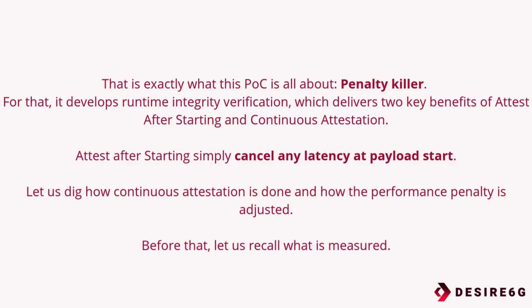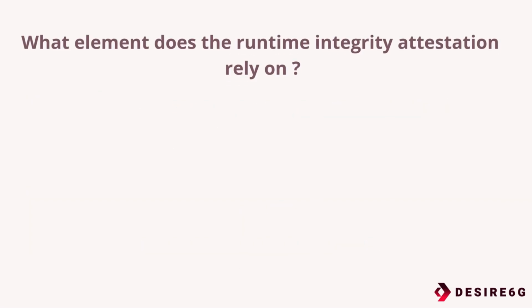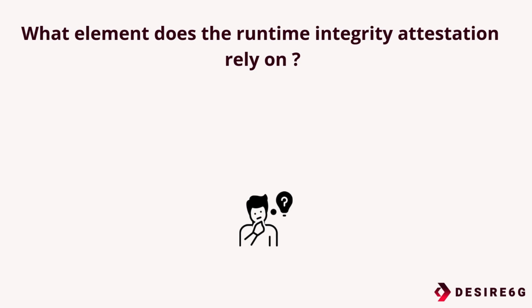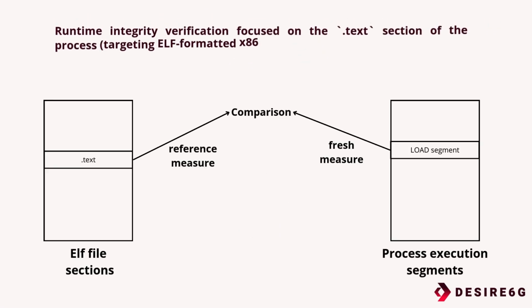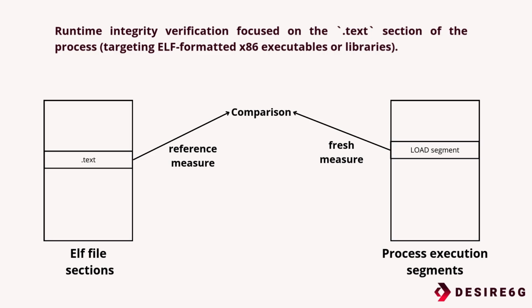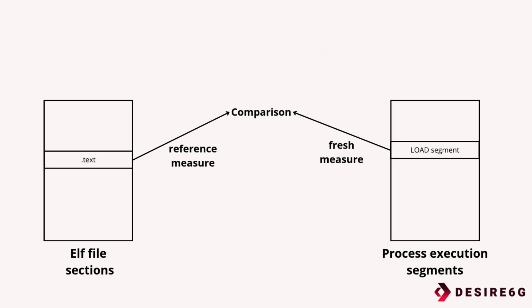Before that, let us recall what is measured. What element does the runtime integrity attestation rely on? Our runtime integrity verification focuses on the .text section of the process, specifically targeting ELF-formatted x86 executables or libraries. We compare the .text section from the original binary file with the corresponding load segment in memory, which contains the same code section. This allows us to detect any unauthorized modifications made during execution.